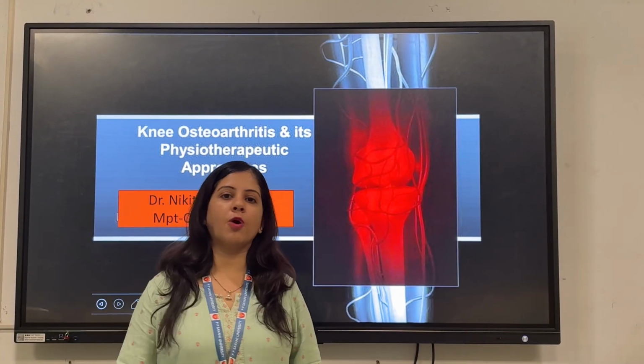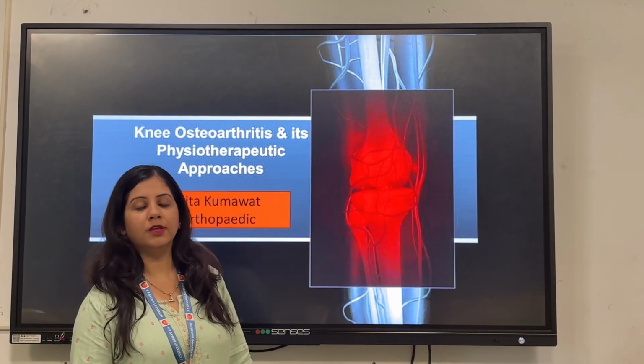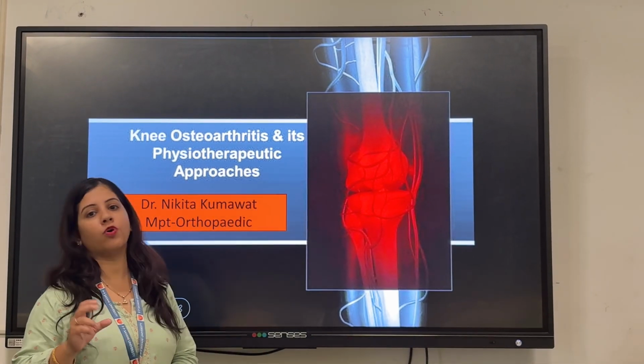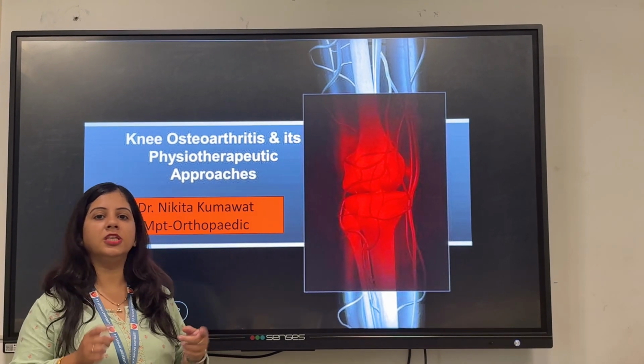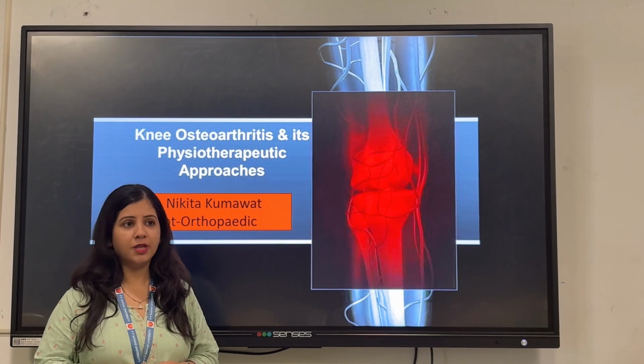So today our topic is osteoarthritis of the knee joint. Today I will tell you what exactly we mean by osteoarthritis. Osteoarthritis is the degeneration of the joint. There is inflammation in the joint.